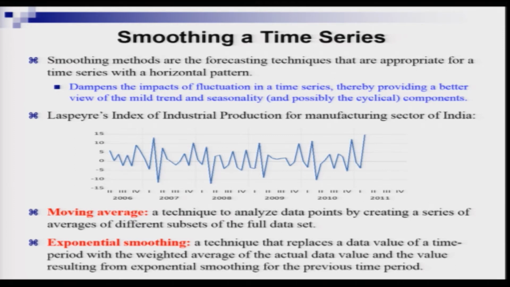And then the second one is exponential smoothing. This is a statistical technique that replaces a data value of a particular time period with the weighted average of the actual data value and the value that results from the exponential smoothing for the previous time period. So, this is slightly complicated. I hope that these ideas of moving average and exponential smoothing will be much clearer to you when we discuss some numerical examples. I am going to tell you the exact steps of how you can compute moving average and exponential smoothing. So, that we will discuss in today's lecture only.